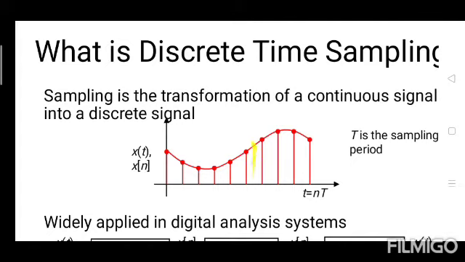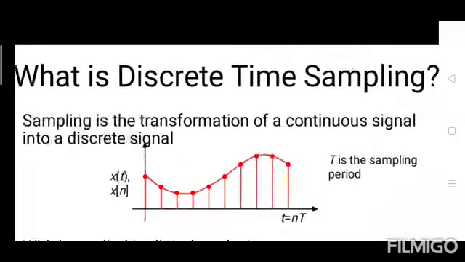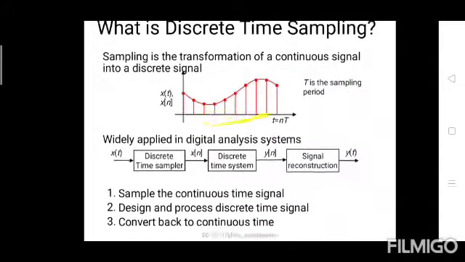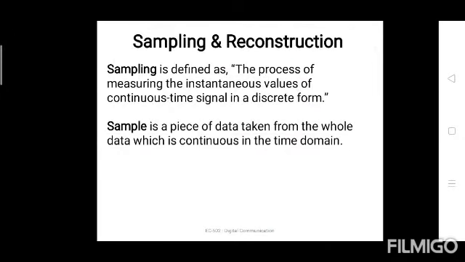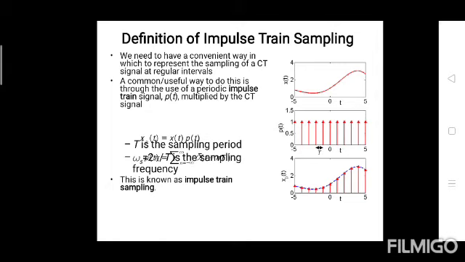The value of the sample at x[n] with n equal to 5, counting 0, 1, 2, 3, 4, 5, is this value. So this is the sample, and the process of converting this continuous signal into this discrete one is called sampling. So we get two things. First, the process of measuring the instantaneous value of a continuous time signal in discrete form is called sampling, and a sample is basically a piece of data, a piece of signal taken from the whole signal which is continuous in the time domain. Suppose this is a continuous time signal, and we take the instantaneous value; that piece of value is called a sample.